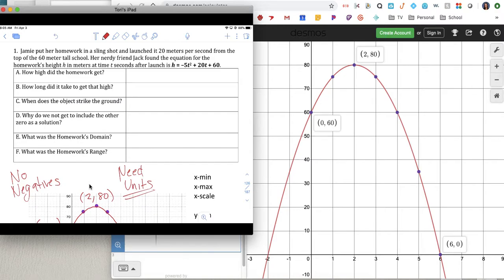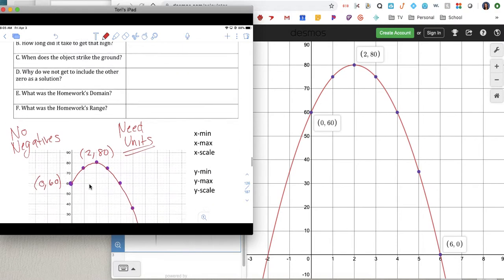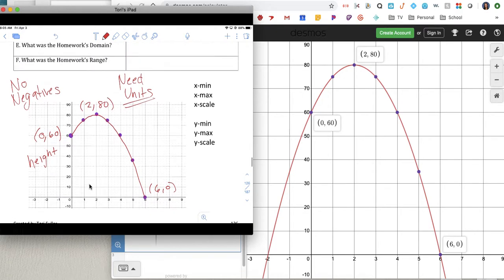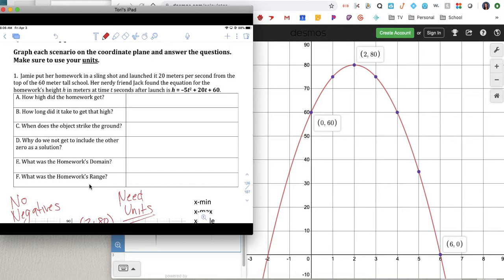Okay, how high did the homework get? If I look on my height, which is this axis, the highest place I ever got was 80. If I read this question, Jamie put her homework in a slingshot and launched it 20 meters per second. Right there, I hear meters per second. So my units are going to be meters. I reached 80 meters.